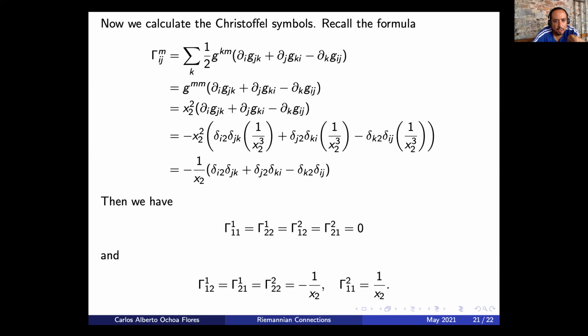Shouldn't K be M? Where? From the second row to the last one. Shouldn't K be M? Because K was a summation index. Yeah, here. You're completely right.